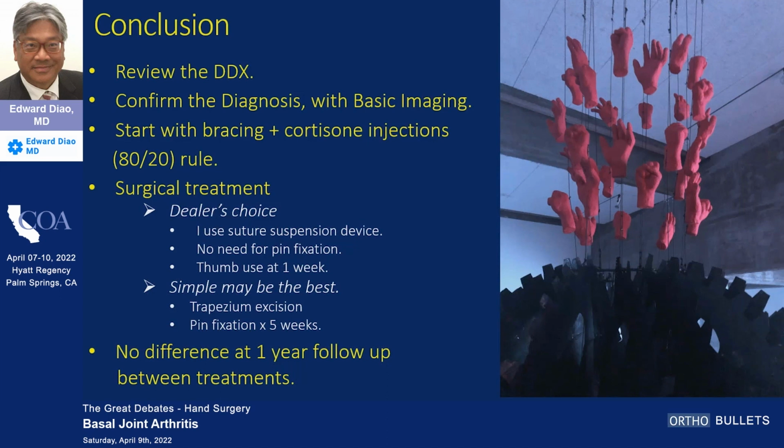Doing the Roy Meals approach, doing the trapezium excision, and having the pin in place for about 5 weeks is what's recommended. The important thing to realize is that whatever big data studies we have show that there's no significant difference at the 1-year point between all these treatments. So I think do what you're comfortable with, start with the conservative treatment, and good luck with your patients. Thank you.